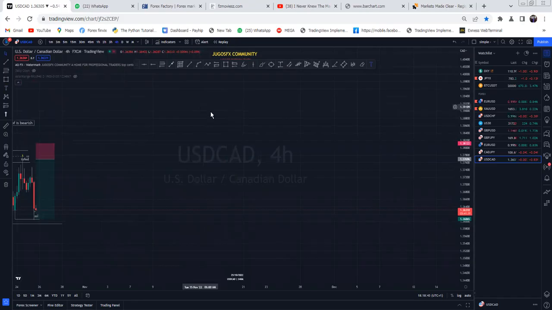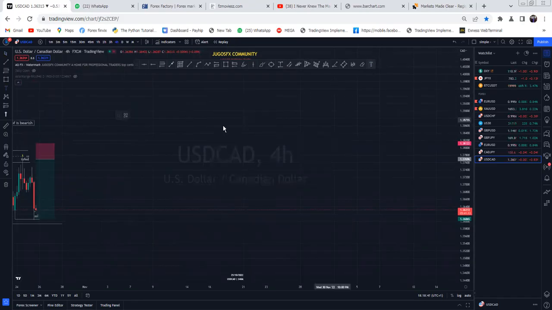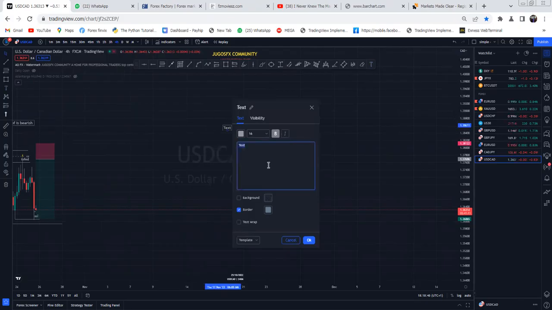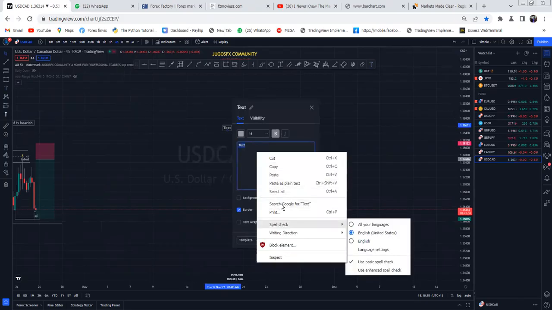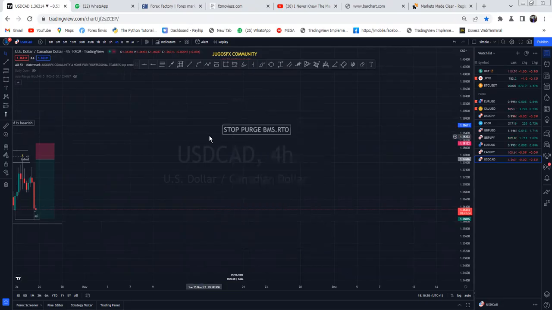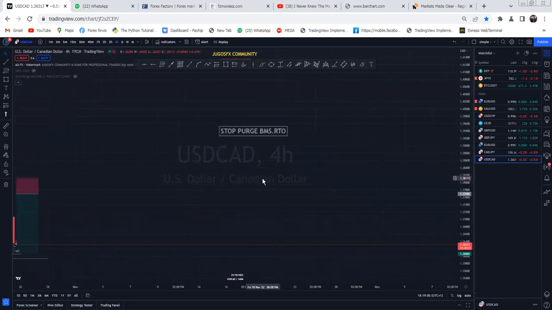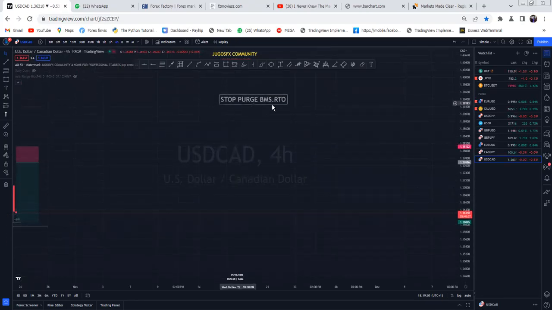Stop purge here is simply a liquidity grab. You see the market go up, clear some liquidity, and then come back down. Stop purge, BMS, and RTO. So how do we implement this on price? How do we put this on price? That's what we are going to be talking about today.